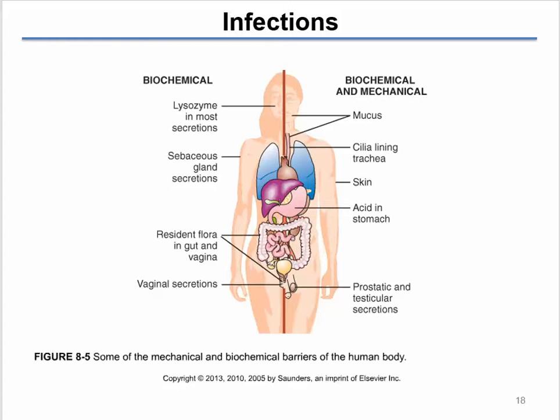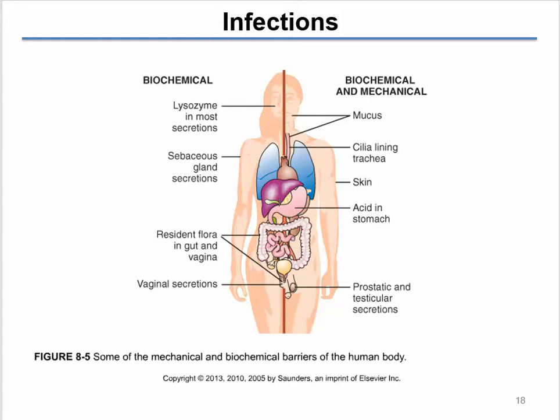Okay, so there are barriers that protect us. We talked about them in AMP2. We've talked about them in part one of this unit. We talked about the mechanical barriers and biochemical barriers. In the mechanical barriers, we have mucus, intact skin, stomach acid, various secretions on the skin, and prostate and testicular secretions.